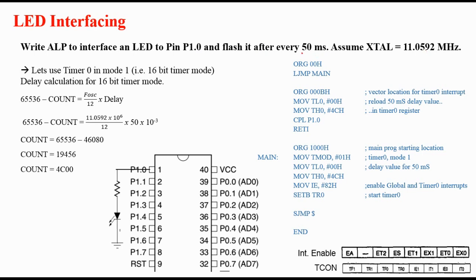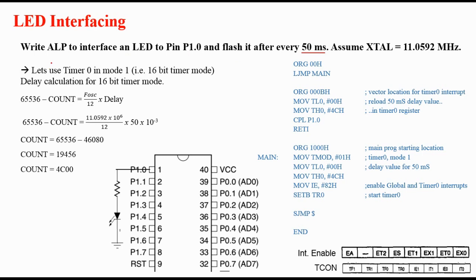Now here, 50 milliseconds, that time is very much less. So within this kind of time, that is 50 milliseconds, we will not be able to recognize whether the LED is off or on. Maybe you will feel that the LED is remaining on all the time. So if you want, you can increase this delay up to, let's say, 500 milliseconds. So let's get started with the program.